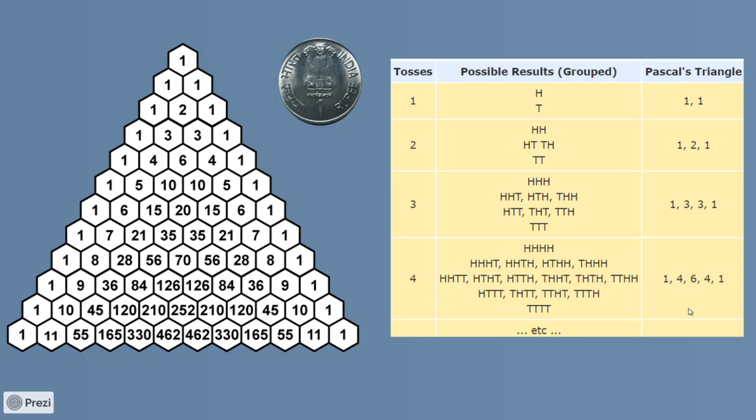So it covers the area of patterns, sequences and series. Patterns, that chapter I have not yet studied. It is yet to come, but I'm just telling you. So it covers a lot of areas.